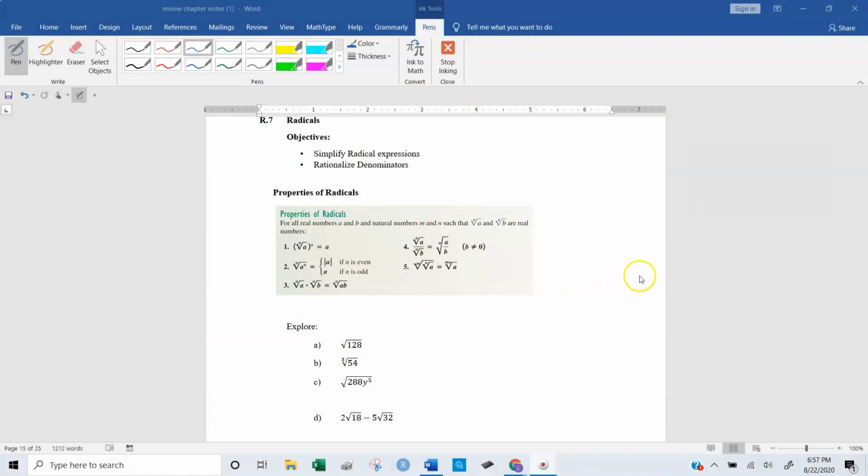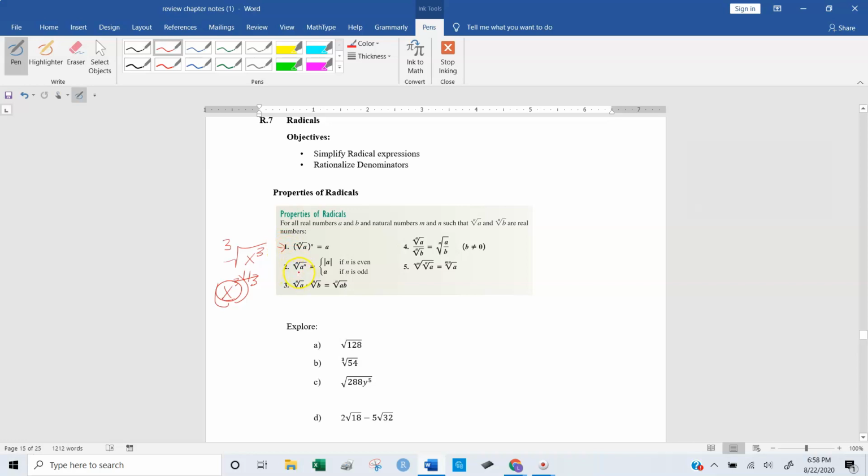All right, R7 is about radicals. We're going to simplify radical expressions and rationalize denominators. So when we go through here, there's a few things to remember. The nth root of anything to the nth power is going to cancel. That's like if I say I want to take the cube root of x cubed. Well, the 3's are going to cancel because that's really x cubed to the 1/3 power. So 3 times 1/3 is 1, which gives you just the x on the inside. That's all number 1 is saying.